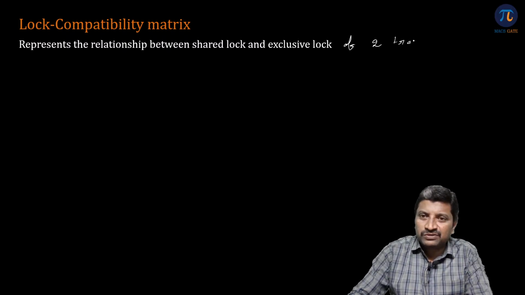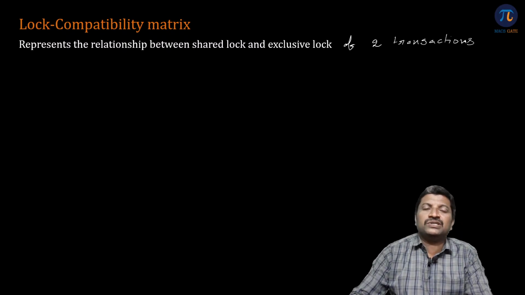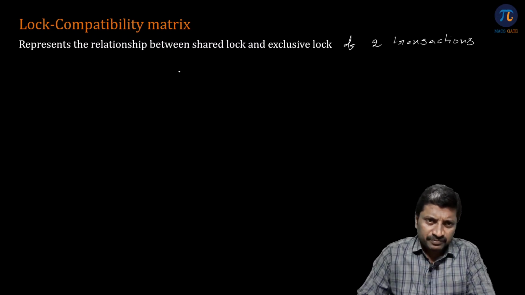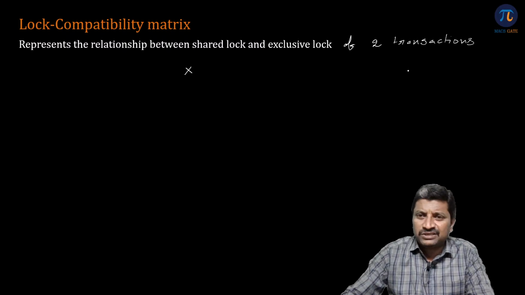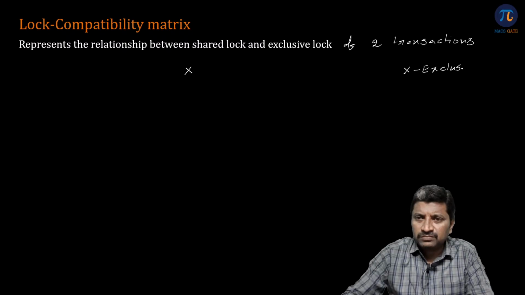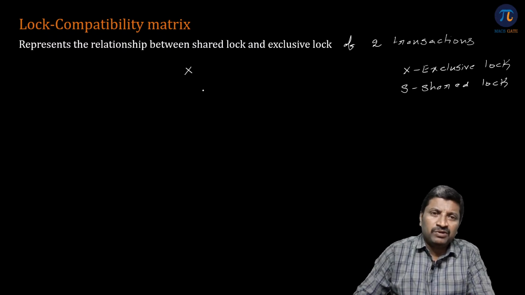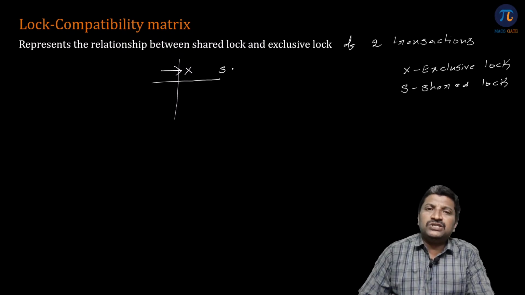It represents the relationship between shared lock and exclusive lock of two or more transactions. What does it mean? Let us assume X is exclusive lock and S is shared lock. These are the notations we are following to represent the compatibility matrix. Now, a transaction may have two possibilities: either it can have an exclusive lock or it can have a shared lock.